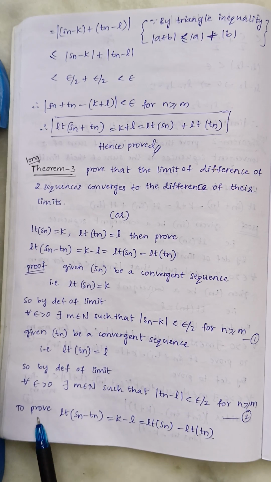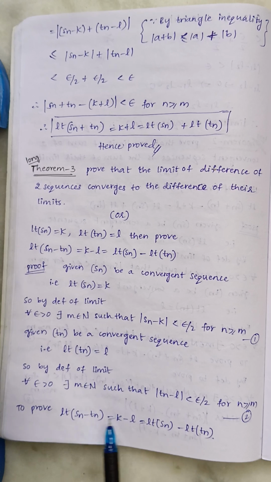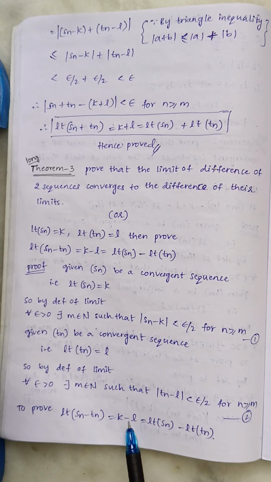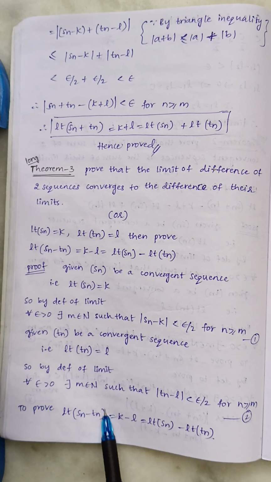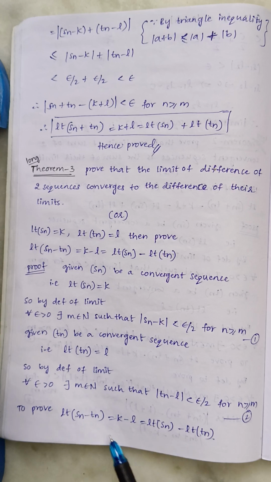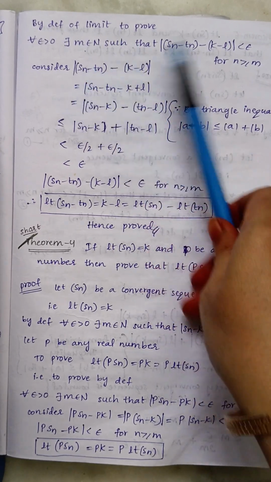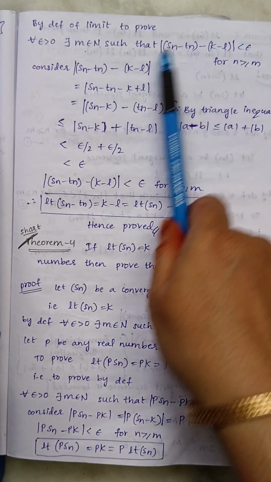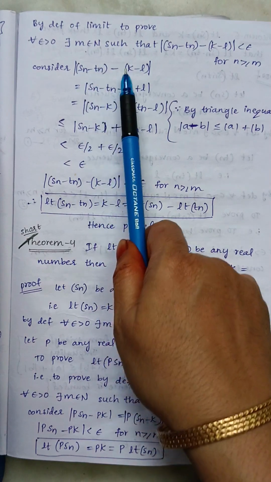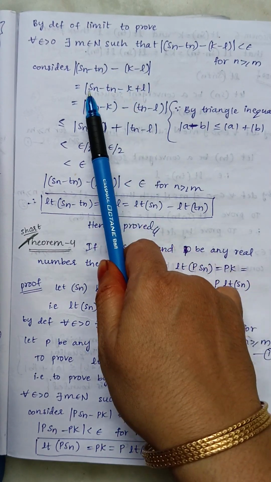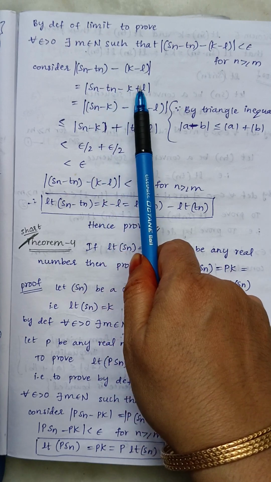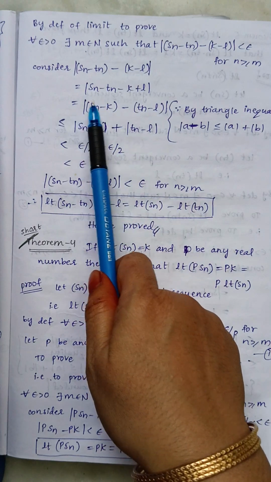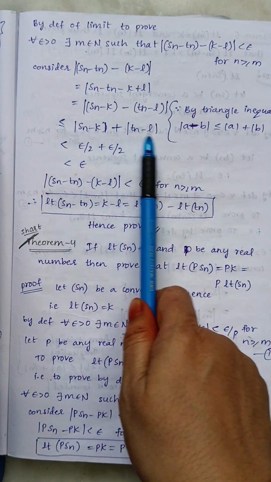Now consider, to prove what? Limit of Sn minus Tn is nothing but k minus L, which is limit of Sn minus limit of Tn. By definition, what we need to prove? Modulus of Sn minus Tn minus k minus L is less than epsilon. So this we need to prove. For that, consider this part: Sn minus Tn minus k plus L. Now take Sn and k at a time, that is Sn minus k. Take minus common here, then Tn minus L here. So modulus of a minus b is less than or equal to mod a plus mod b.